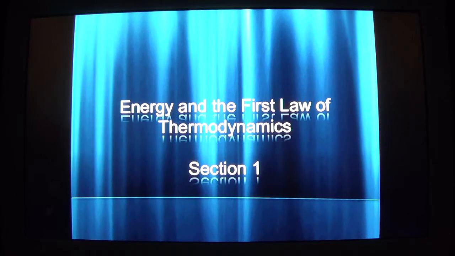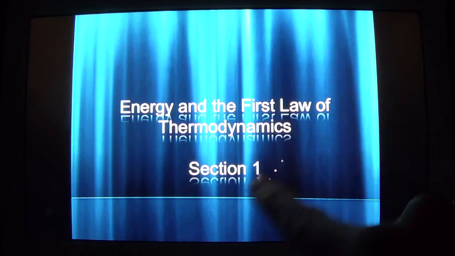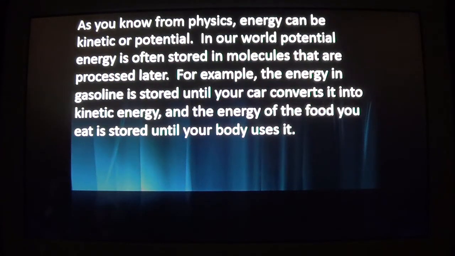In section 1, we're going to look at energy and how we're going to be keeping track of energy and talking about energy, and hopefully it's mostly review from pre-AP. Okay. Now you know from physics, energy can be kinetic or potential. Examples of chemical potential energy are the gasoline you put into your car or the food that you eat that gives you energy when your body needs to use it.